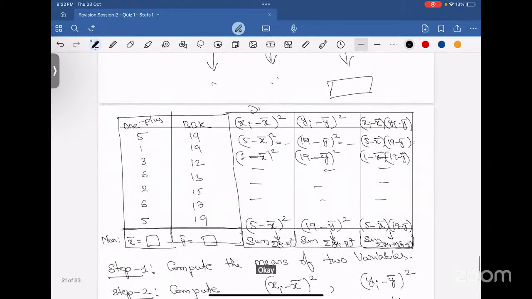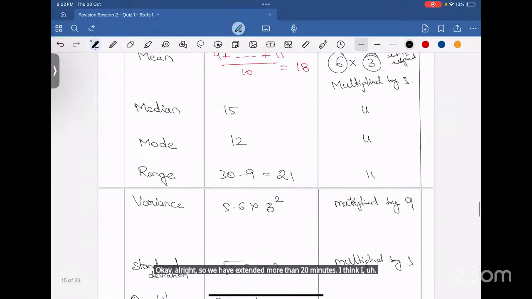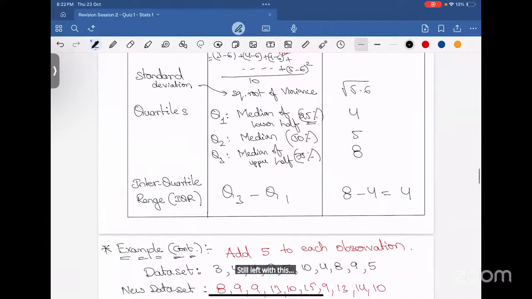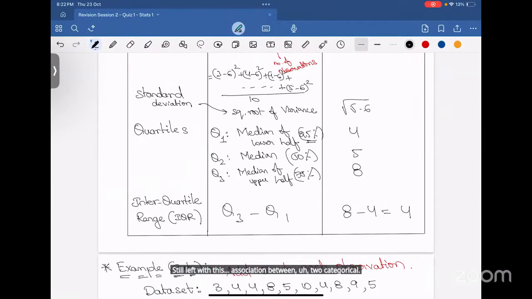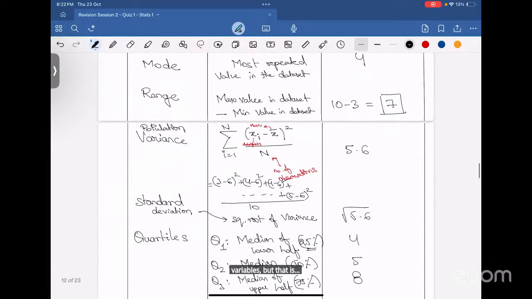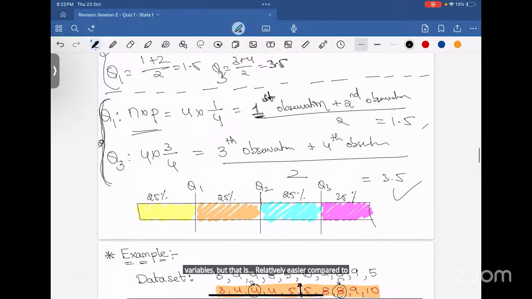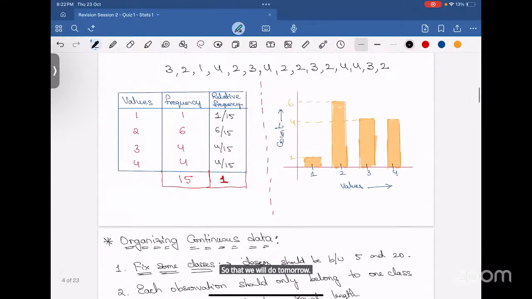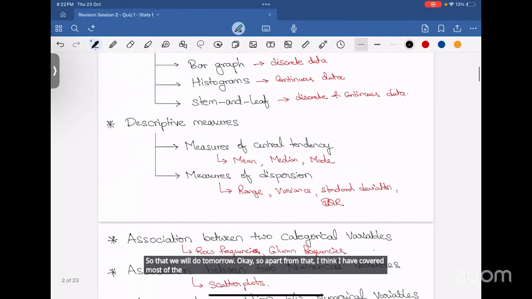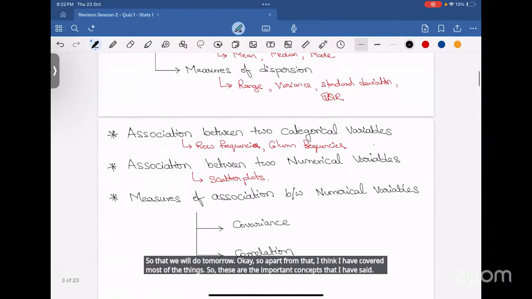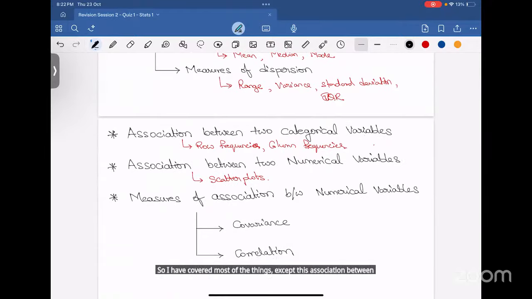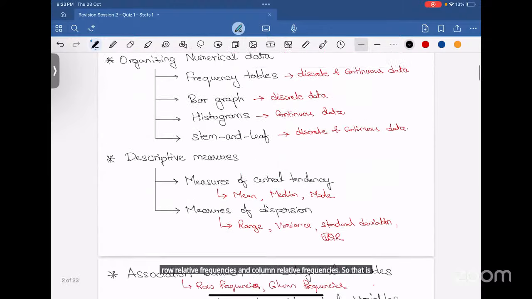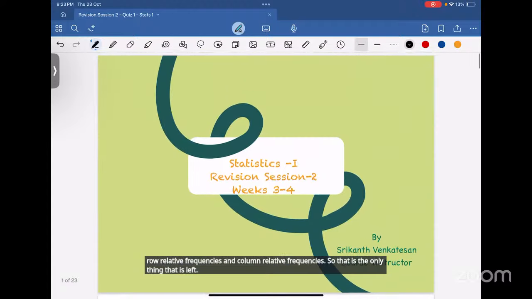All right, we have extended more than 20 minutes. I am still left with the association between two categorical variables, but that is relatively easier compared to association between two numerical variables. So that we will do tomorrow. Apart from that, I have covered most of the important concepts. What is left is how we compute row relative frequencies and column relative frequencies, which we'll do tomorrow.